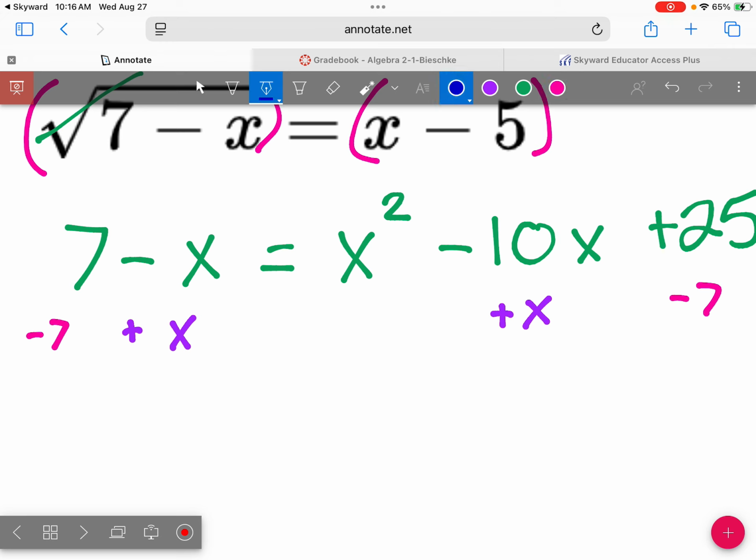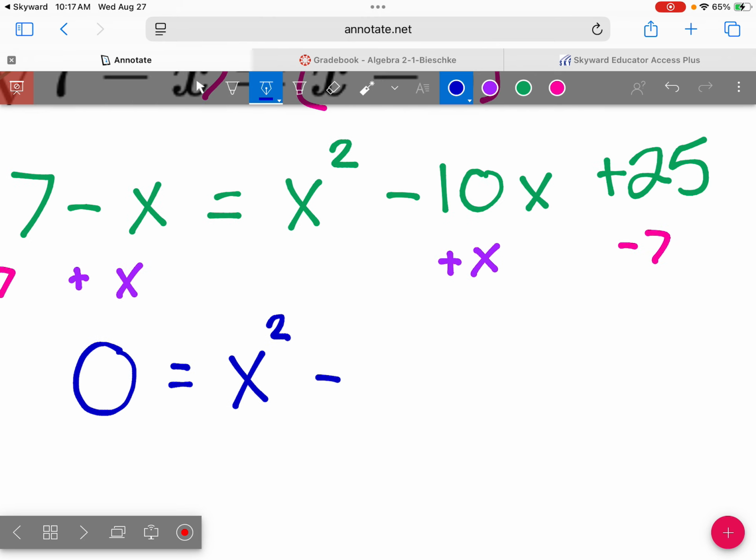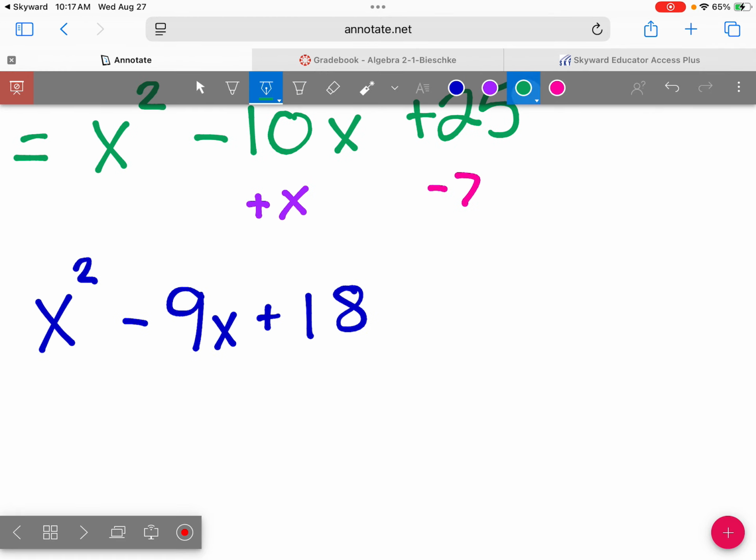That's going to give us on the left-hand side our 0 that we wanted to have. I've got x squared minus 10x plus x gives us a minus 9x. And 25 minus 7 gives us 18. Ooh, positive 18. How do we solve that? Factor. It factors. I need a pair of numbers that multiplies to make a positive 18 and adds to make a negative 9. Negative 6 and negative 3.